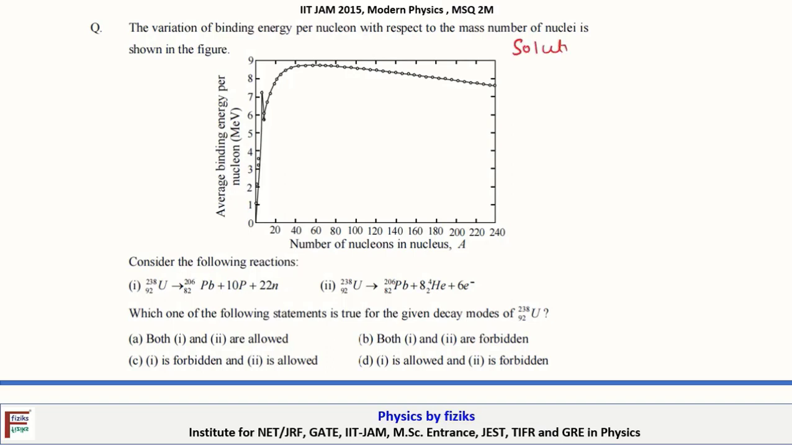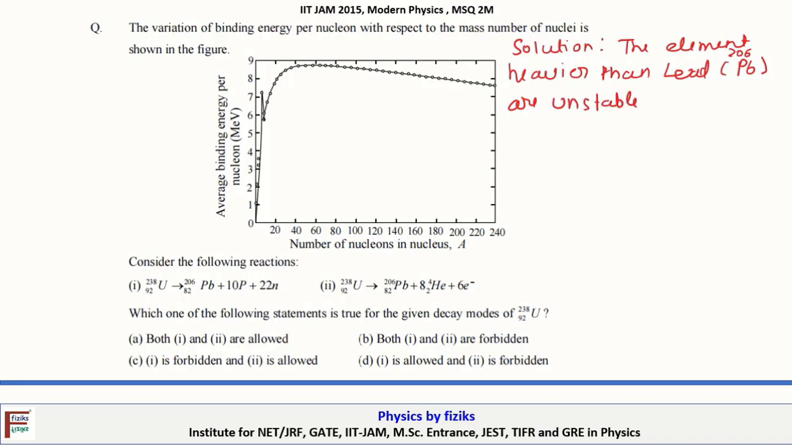Solution. The elements heavier than lead Pb206 are unstable, which attain stability through emission of alpha particles.